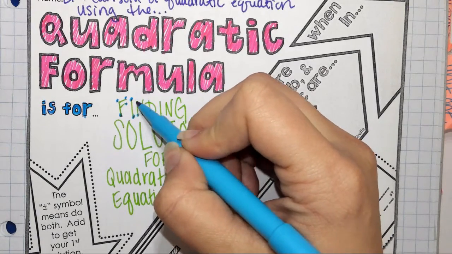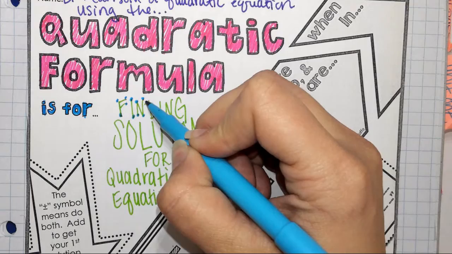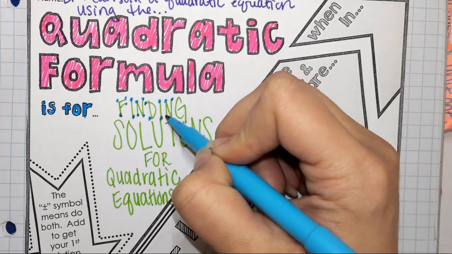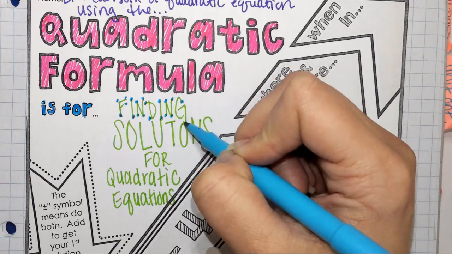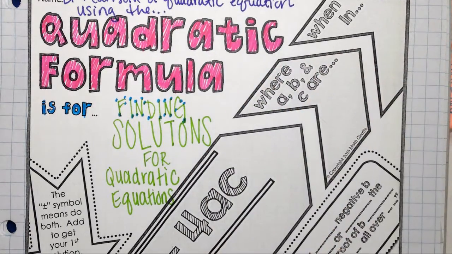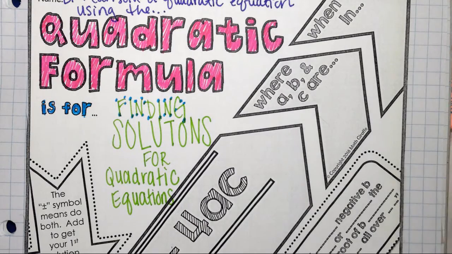Now again, what are the solutions to a quadratic equation? I just said it a minute ago. X what? Intercepts. X-intercepts.